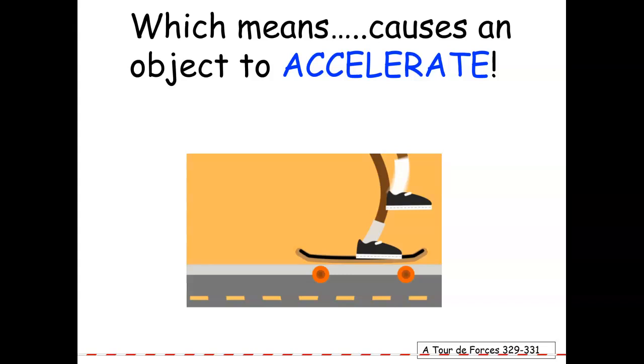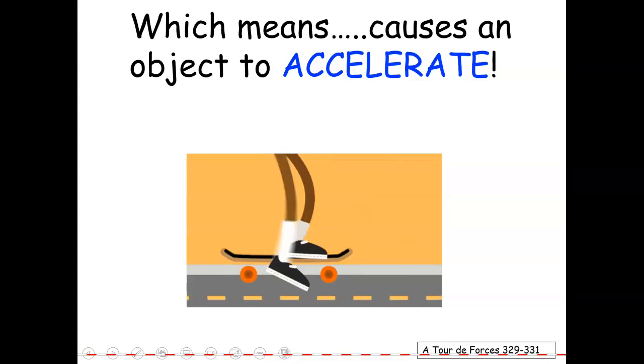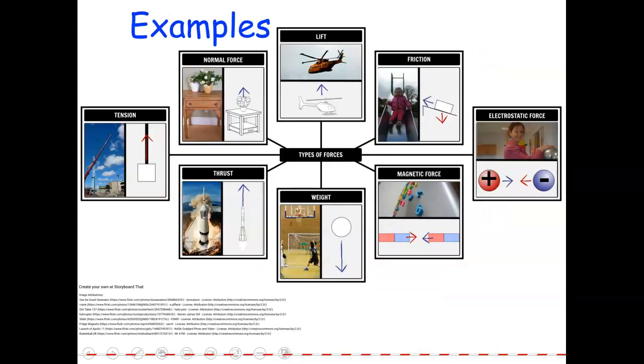So to change velocity, we can speed up, slow down, or change direction. So three ways to accelerate. So some examples of forces that we'll be talking about.